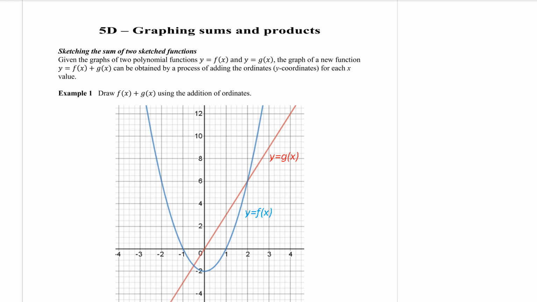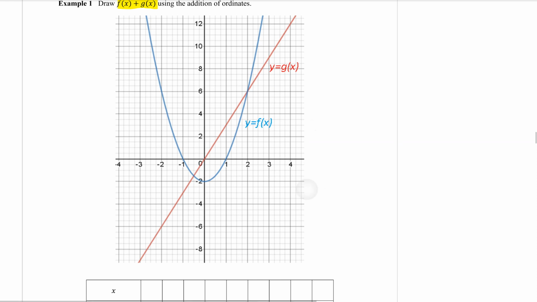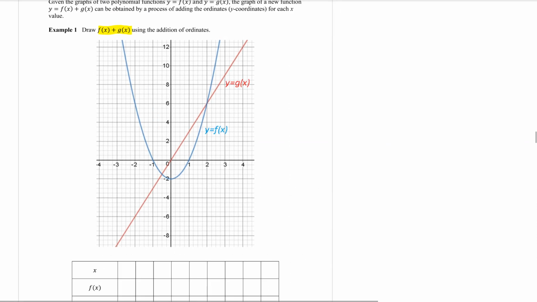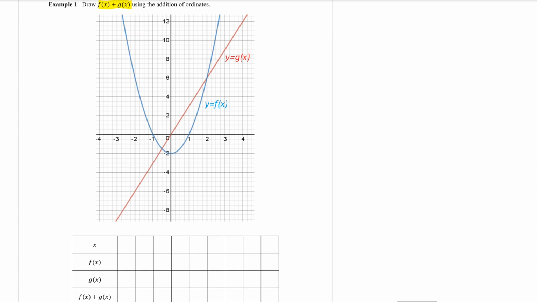So example number 1 here says to draw the graph of f of x plus g of x using the addition of ordinates. So f of x is the blue graph, g of x is the red line that you can see there. So the first example that we do here, I'm going to do this with a table, and you can see the table down here below. What I'm going to do is I'm just going to go from the left-hand side of my graph, and I'm going to choose some x values to look at.